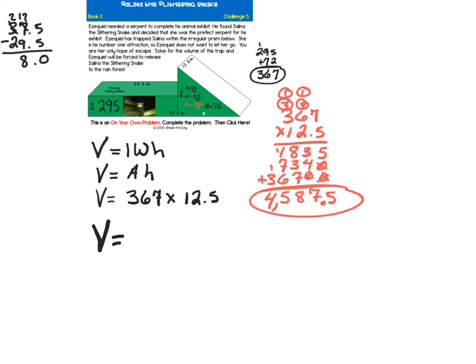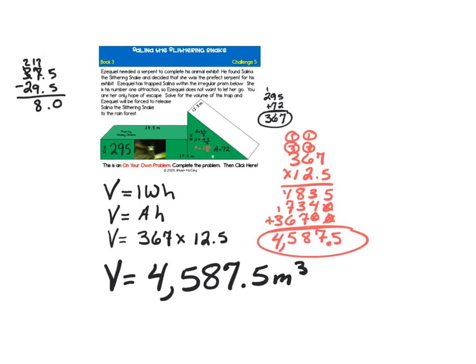But we're not quite done, because we need to put the final answer in. Our final volume equals 4,587.5, and that's meters, and it's cubed because we have 3 dimensions: length, width, and height. Super. Hey, that is how you solve this problem.